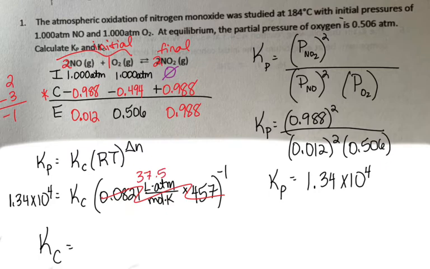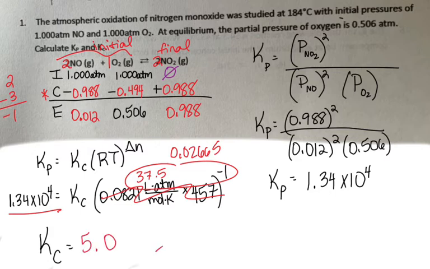I raise it to the -1 power, and when I do that, I got 0.02665, etc. And then I take the 1.34 times 10 to the 4, divide it by 0.0265, and so my answer for the Kc is 5.03 times 10 to the 5th. And again, that is unitless. Okay, and that's number 1.